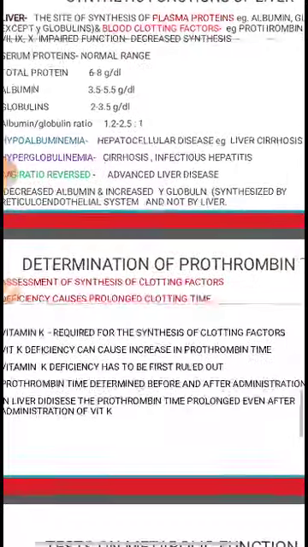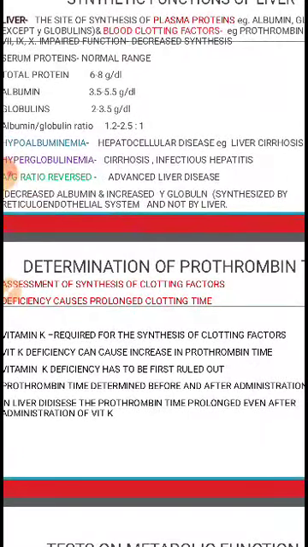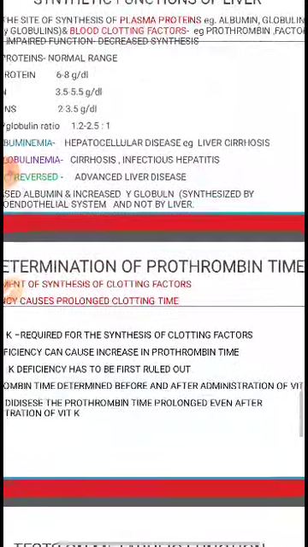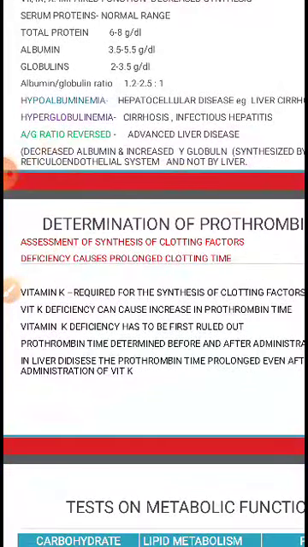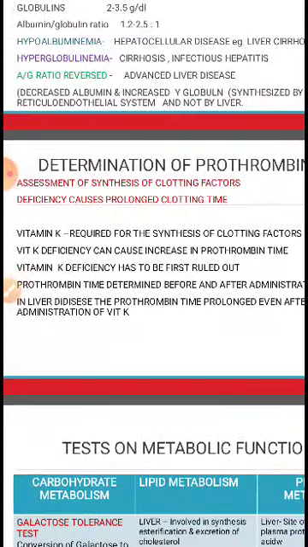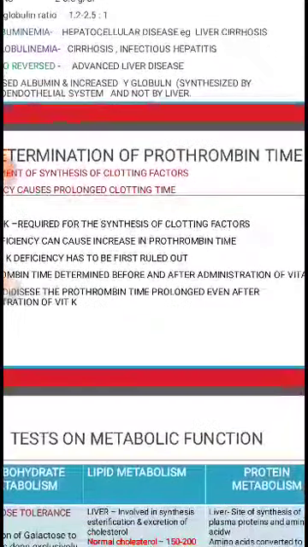Now, a decrease in the albumin levels or hypoalbuminemia indicates hepatocellular disease like liver cirrhosis. An increase in the globulin levels or hyperglobulinemia indicates cirrhosis or infectious hepatitis. If there is a reversal of the AG ratio, that indicates advanced liver disease. This could be due to decreased albumin levels and increased gamma globulin levels, because the gamma globulins are not synthesized by the liver but by the reticuloendothelial system.